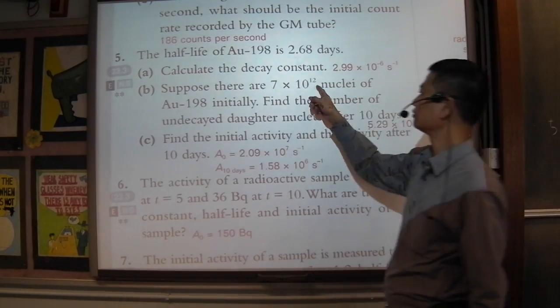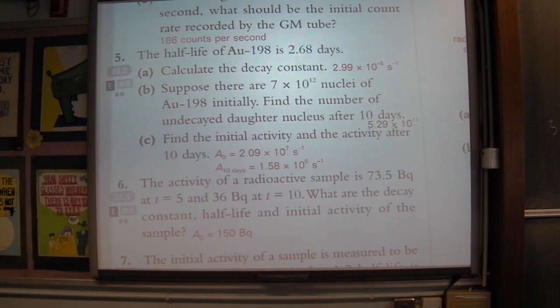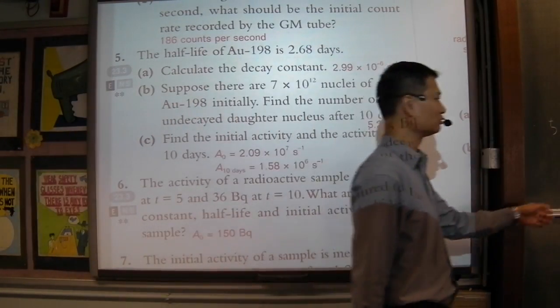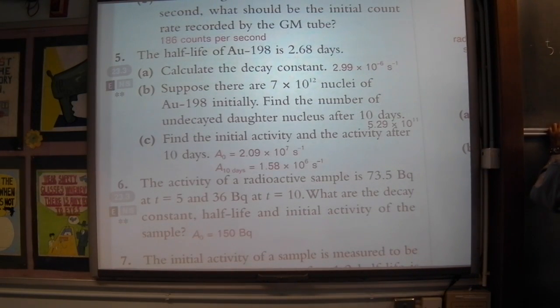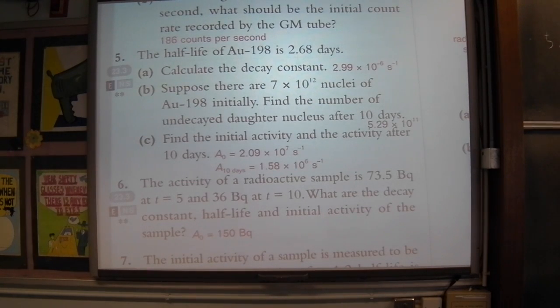Suppose there are 7 times 10 to the power 12 nuclei of Au-198 initially. Find the number of undecayed nuclei after 10 days. N equals N naught e to the power minus kt. So here, N naught is 7 times 10 to the power 12, e to the power minus, now k is 0.259, and time is 10 days. You can see that using this decay constant is easier. You don't need to convert the 10 days into seconds. That means fewer mistakes. So just do it.